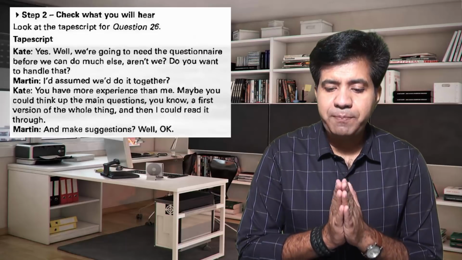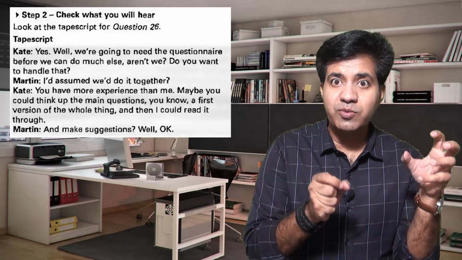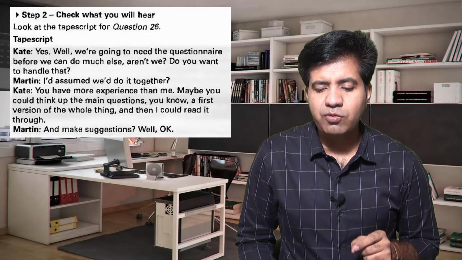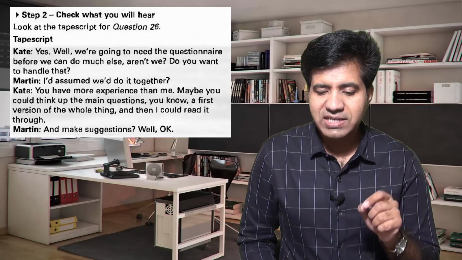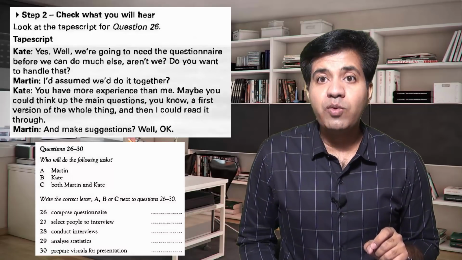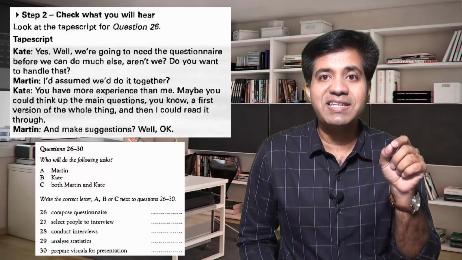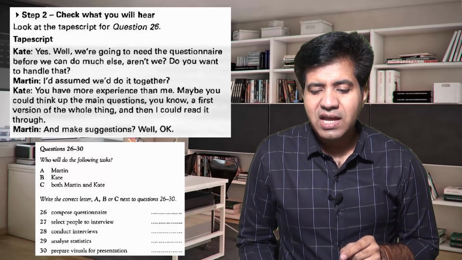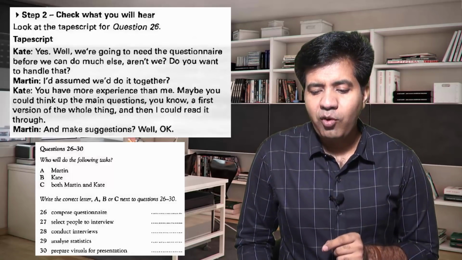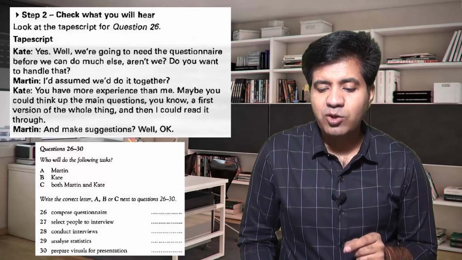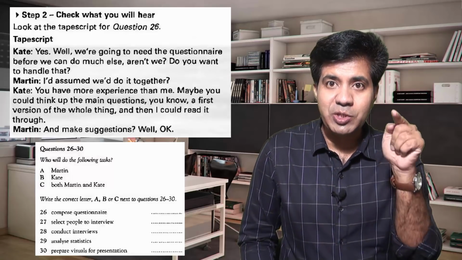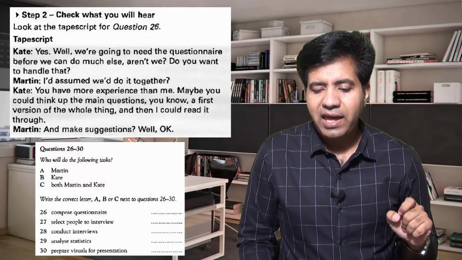Alright, now let's see Step 2: check what you will hear. You have to check what you are going to hear. Tape script. Kate: Yes, well, we are going to need the questionnaire before we can do much else, aren't we? Do you want to handle that? Kate is actually asking Martin, do you want to handle that? And Martin says, I'd assumed we'd do it together. Again, it's a question. Kate, you have more experience than me. Maybe you could think up the main questions, you know, a first version of the whole thing, and then I could read it through and make suggestions. So she does this about the questionnaire, and then Martin will do this.